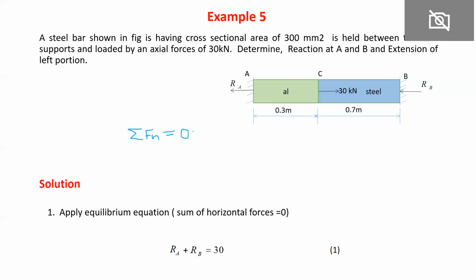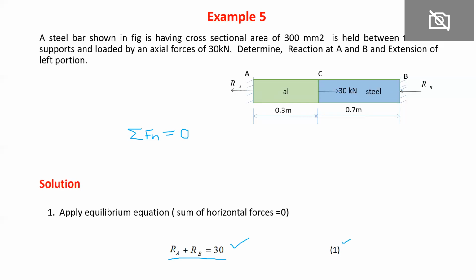So according to the superposition theorem and the equilibrium equation, the sum of the forces acting in the horizontal direction is 30 minus RA minus RB equal to 0. Here you can write this equation as RA plus RB is equal to 30. It is acting in the opposite direction. Okay, this equation is right. Thus we get equation 1.